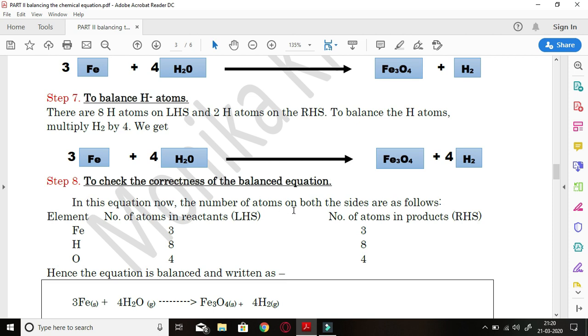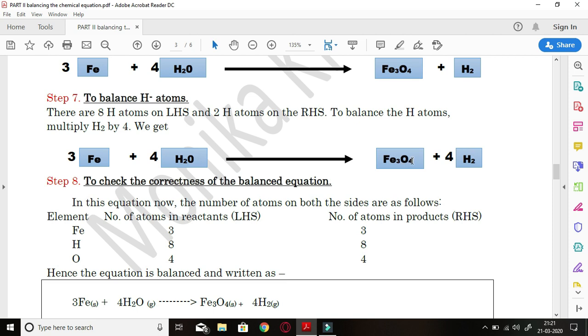Iron, if you look at the above equation, iron is 3 on the left hand side and 3 on the right hand side. Hydrogen is 8 on the left hand side and 8 on the right hand side. Oxygen now is 4 on the left hand side and 4 on the right hand side. Hence our equation is balanced now.